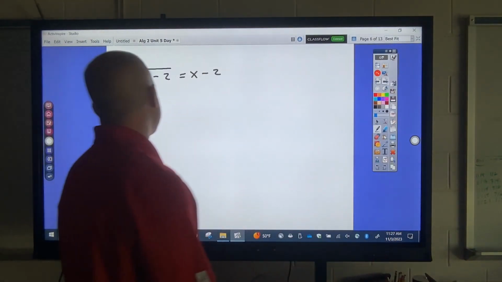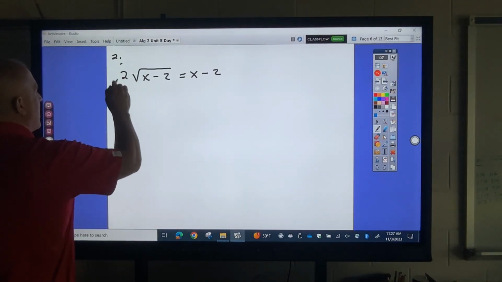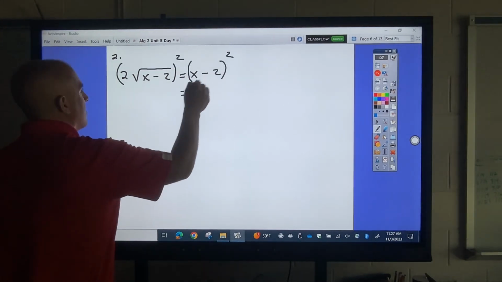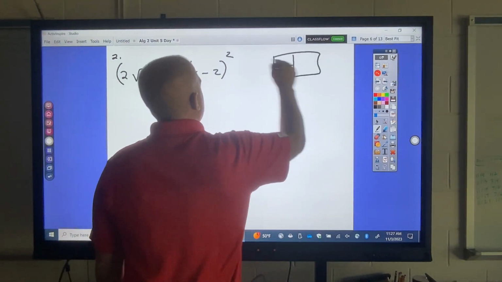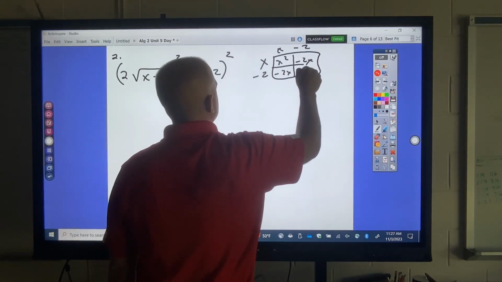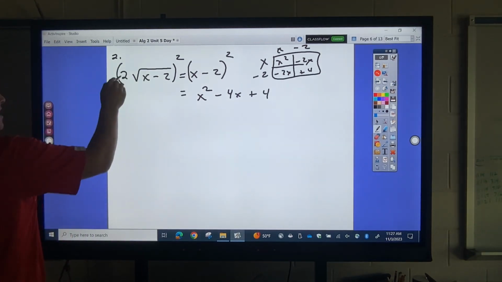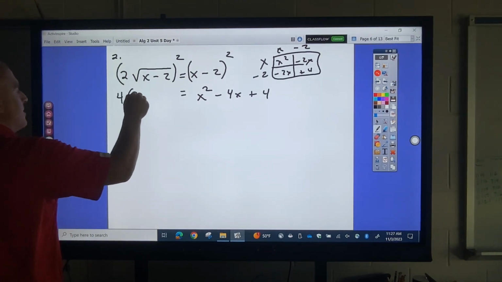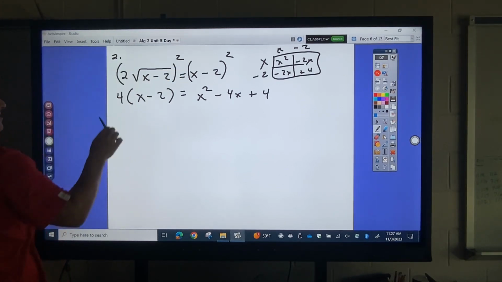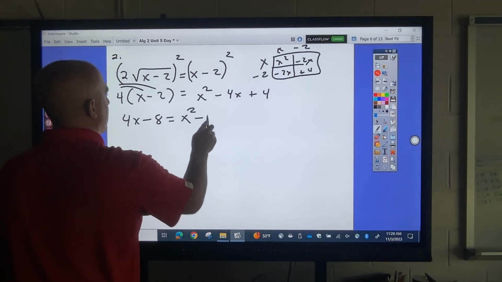This next one, what I would actually recommend doing is not dividing that. I would try to square this. And so what ends up happening here, we got x minus 2 squared, that's x squared minus 2x minus 2x plus 4, so that's x squared minus 4x plus 4. This, I would have 4 times x minus 2. The reason why the square root's going to get dropped is that it's going to get squared. Now I want to distribute that. That's 4x minus 8 equals x squared minus 4x plus 4.